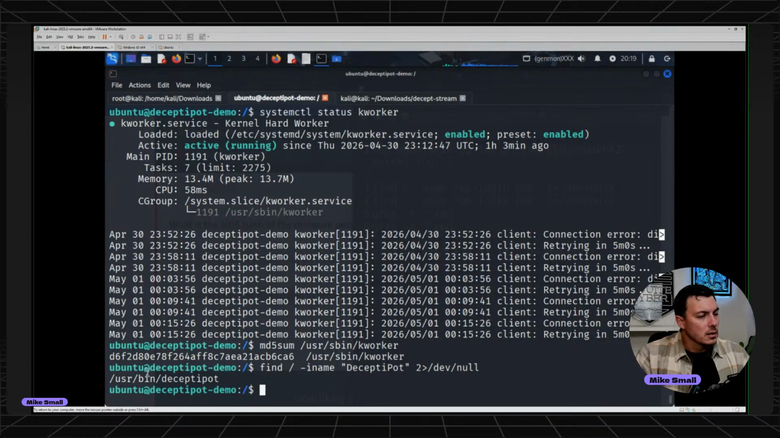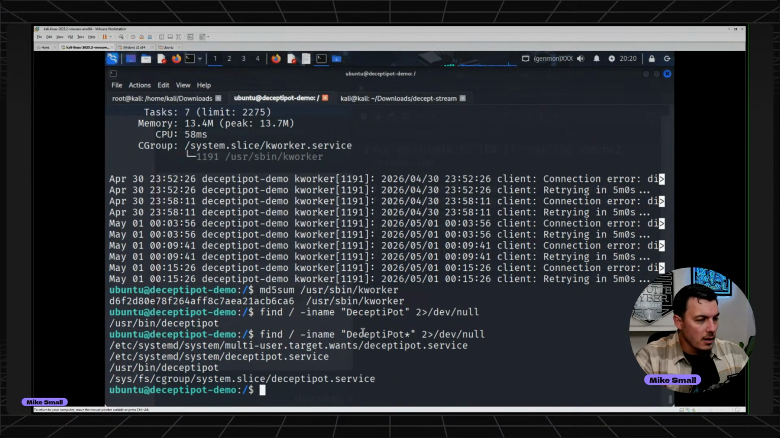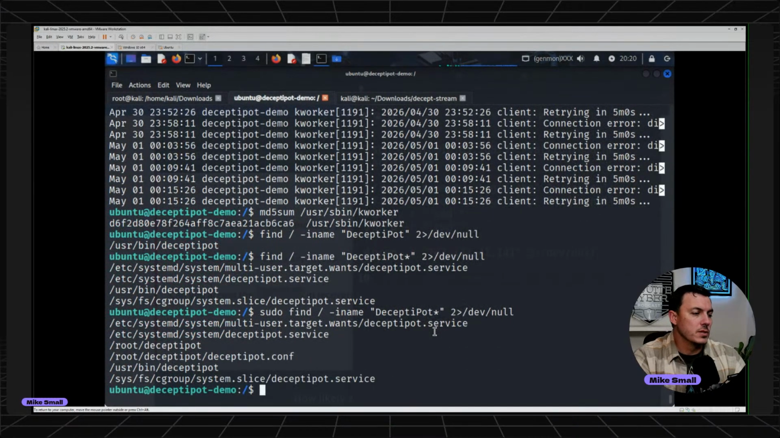And we probably also want a star here, because there may be other additional files with it. And we do see some. How about that? /sbin/deceptipots. There should be one more file in here, and I don't know why we don't see it. Ah, I know. We do need to do this with sudo so we can actually find everything. So let's do this. There we go. So Deceptipot lives as root.